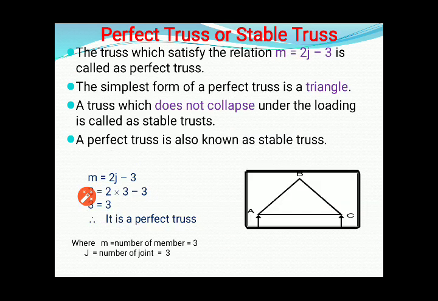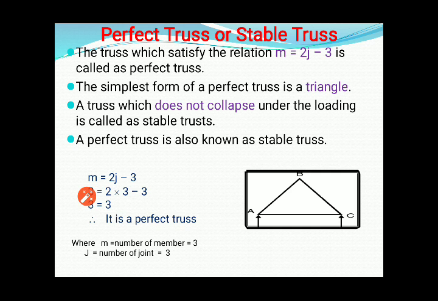Now, the trusses are perfect truss or stable truss. How will you say perfect truss or stable truss? If it satisfies the equation m equals 2j minus 3, then it is called a perfect truss. Here, what is m? M is nothing but the number of members. J is nothing but the number of joints, and 3.